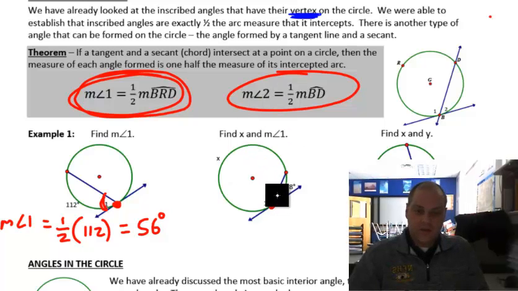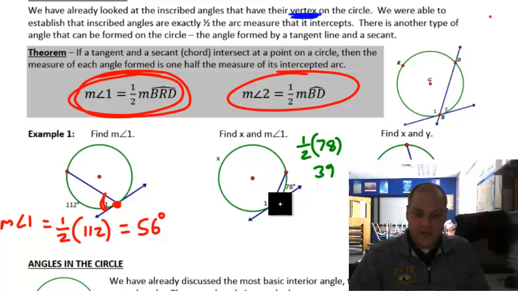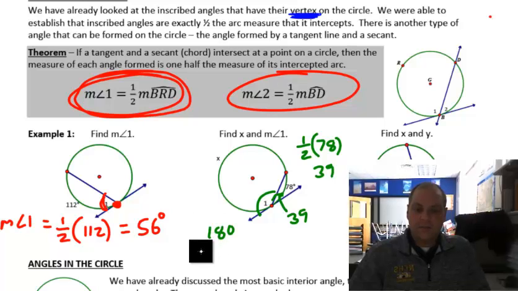Here's another one. See this angle here? Now this angle here is not angle 1. Angle 1's over here. This angle right here is half of 78. So half of 78 is 39. This angle right here is 39. And then angle 1 and that angle are supplementary. They form that straight line there. So I'm going to do 180 minus 39, and that's going to give me 141.